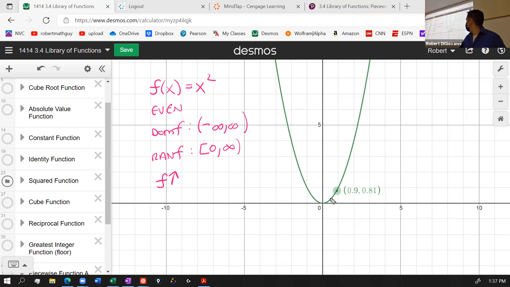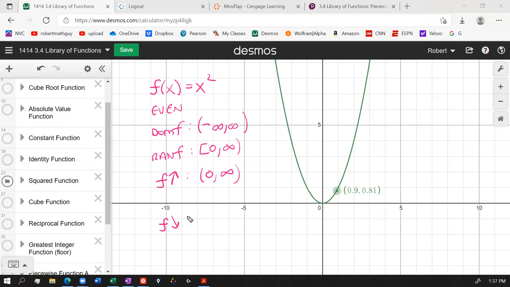0 to infinity. So it's going up over here, right? On the right side. So 0 to infinity. And to be safe, I'm going to put the parenthesis on the 0. I could put a bracket, but I'm just going to put that to be safe. Is it ever decreasing? Negative infinity to 0. Negative infinity to 0. Good.